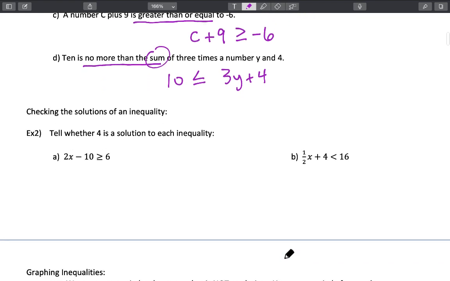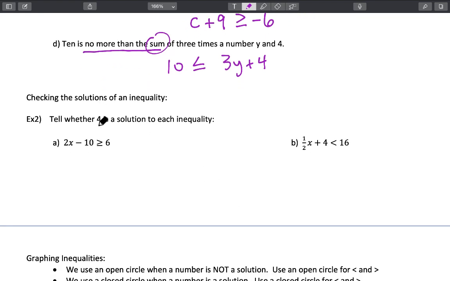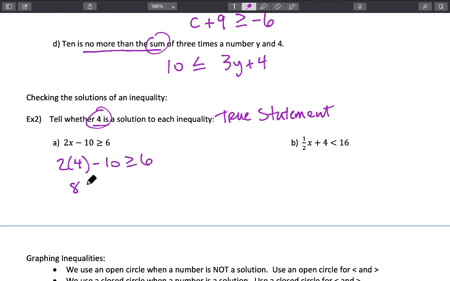Alright, in example 2, we are going to check to see if a particular number is a part of the solution set. Now, if it's a part of the solution set, it will make a true statement when we substitute it into the inequality. So let's determine if 4 is a solution to the inequality 2x minus 10 is greater than or equal to 6. So that gives me 8 minus 10, which is -2. Greater than or equal to 6? No, that's false. And because it's a false statement, we know that 4 is not a solution to this inequality.